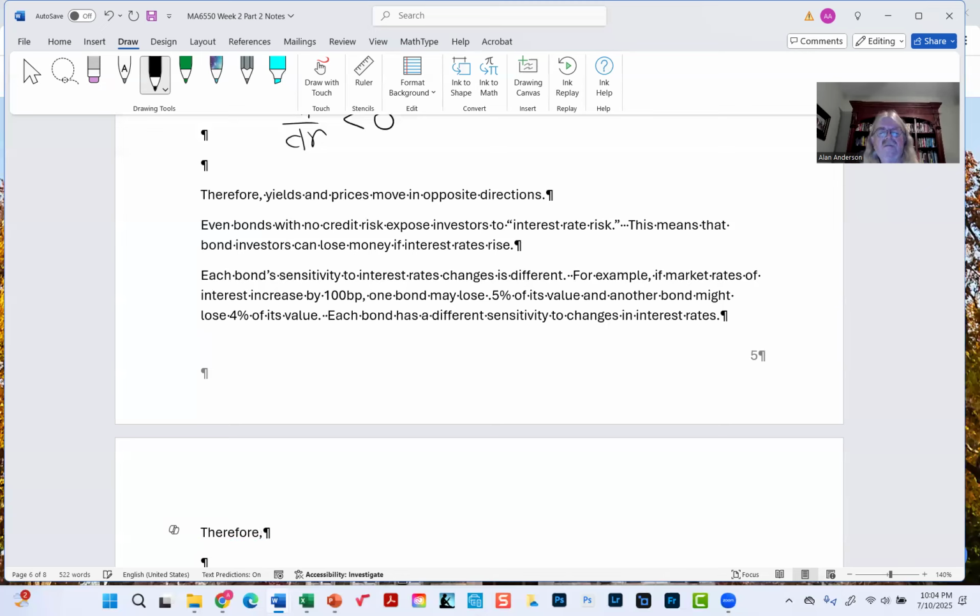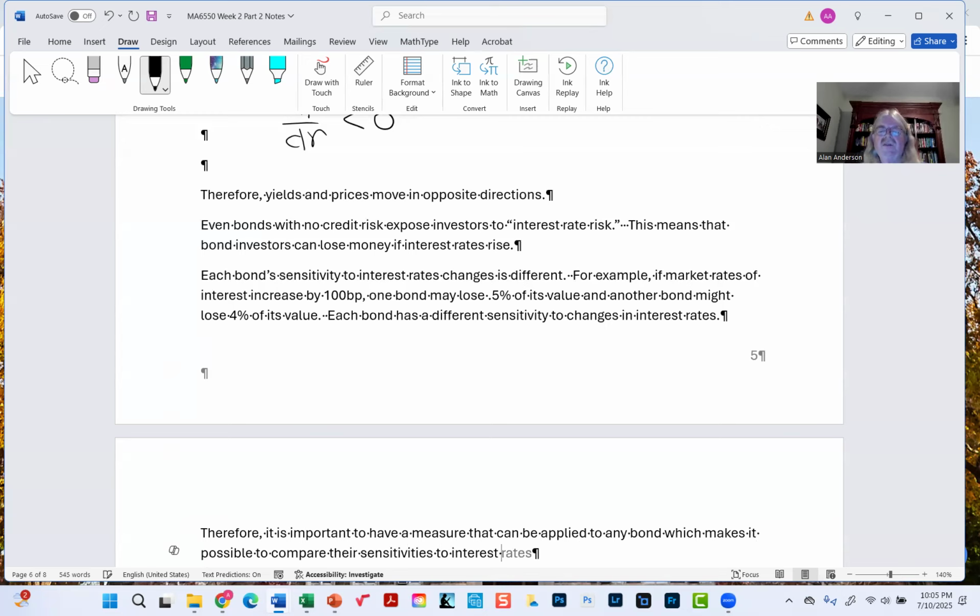So it is important to have a measure that can be applied to any bond, which makes it possible to compare their sensitivities to interest rate changes directly. So you take a bunch of bonds and rank them from the least sensitive to the most sensitive. Okay, that's an important detail.